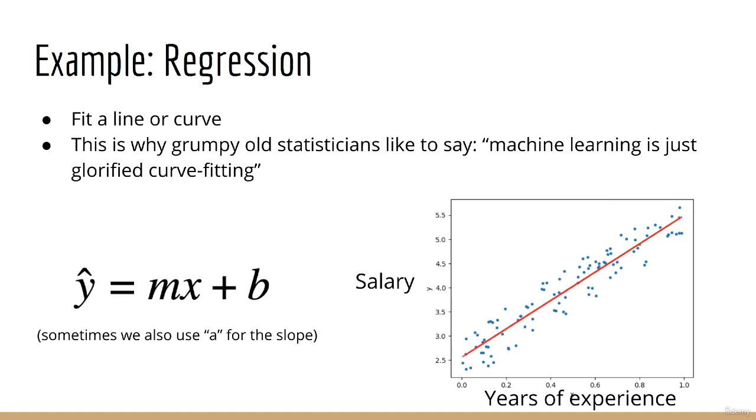So let's say you're a data analyst and you want to know, how is salary related to years of experience? You might model this as a straight line, where the input x is years of experience and the output y hat is the predicted salary. As you may recall from your high school math studies, the equation of the line is y hat equals mx plus b. Here m is the slope and b is called the y-intercept. Your job, of course, is to find these values of m and b.